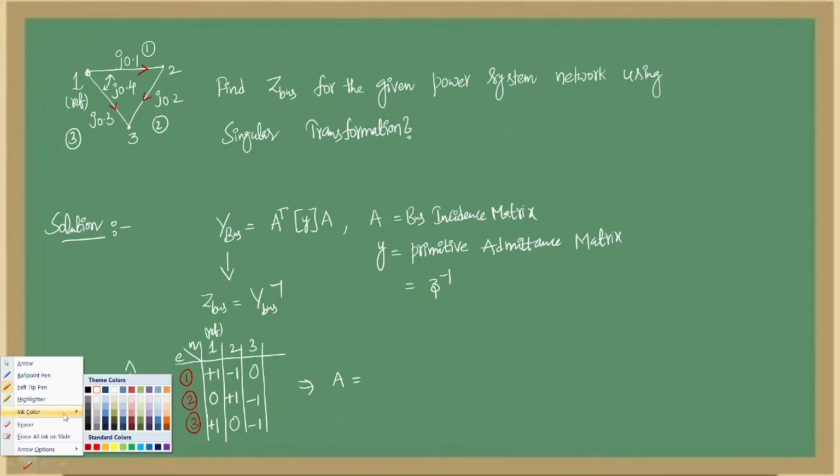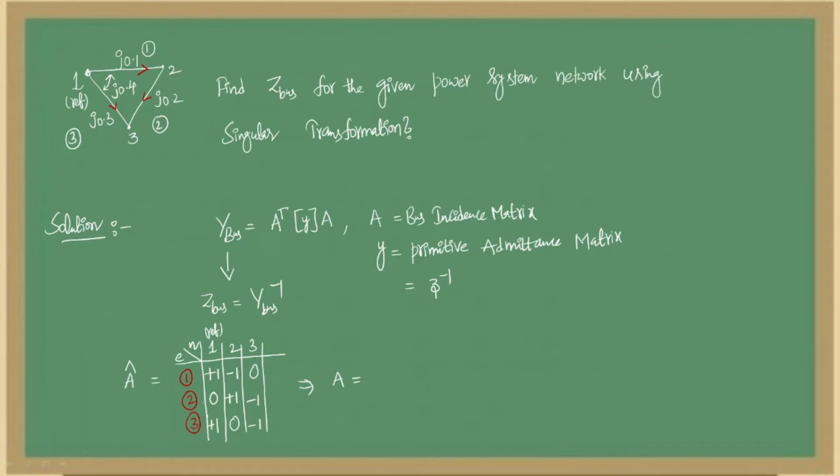What is the column related to the reference node? This is the column related to the reference node because 1 is the reference node. Hence, I am eliminating this column and writing the remaining elements as they are. Now, the bus incidence matrix becomes a 3 by 2 matrix. What are the elements in that matrix? -1 0 in the first row, 1 -1 in the second row, 0 -1 in the third row. This is the bus incidence matrix.